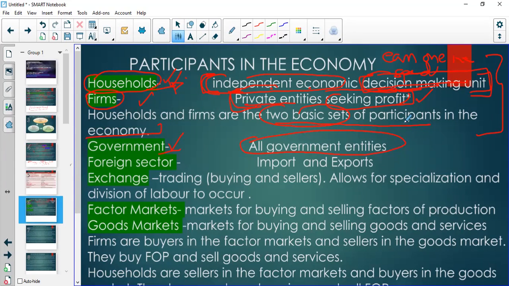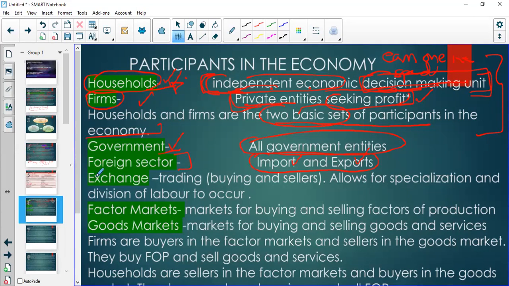Your government entities, your government agencies, your ESCOM, your PRASA, all that is government. Foreign sector refers to other players outside the country. So it could be imports, or it could be exports. So we are now expanding our boundaries to deal with people outside of South Africa.